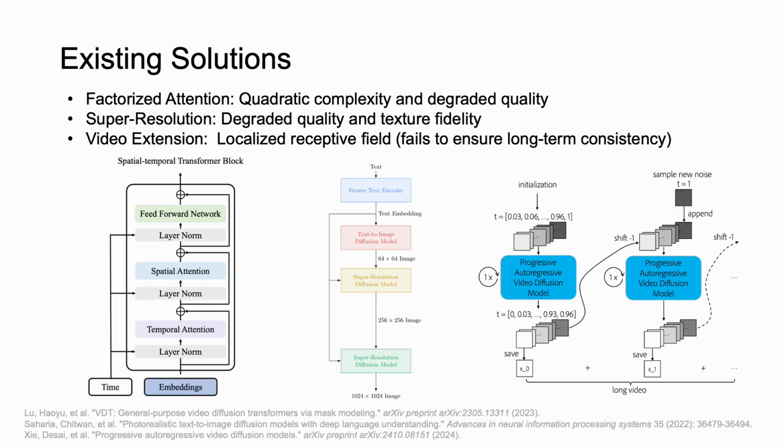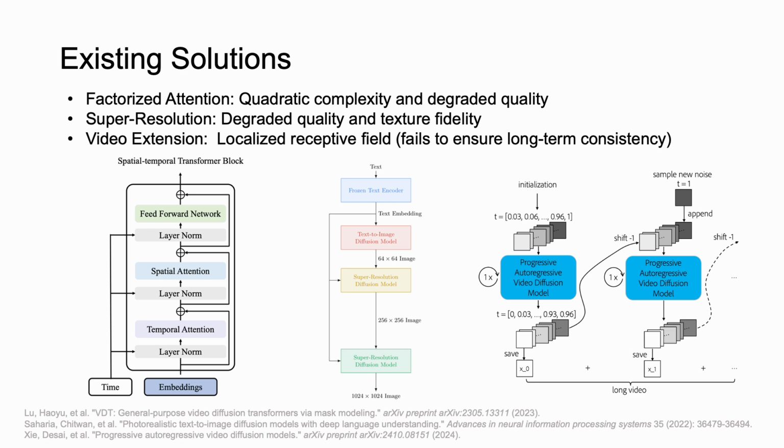There are some existing solutions trying to address the efficiency and scalability issue of self-attention layers. Factorized attention decomposes the full self-attention into the attention along spatial and temporal dimensions. However, such a decomposition maintains the quadratic complexity and incurs degraded video quality. Another solution is generating the original videos at low resolution and then applying super resolution to it. This also incurs degraded video quality and can hardly maintain good texture fidelity.